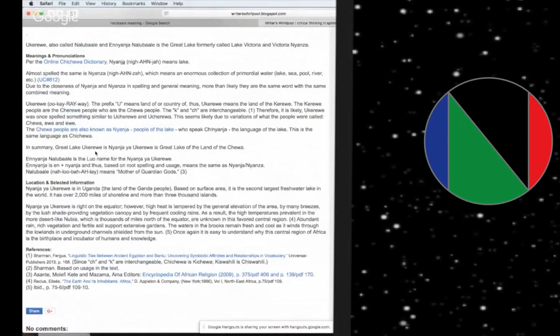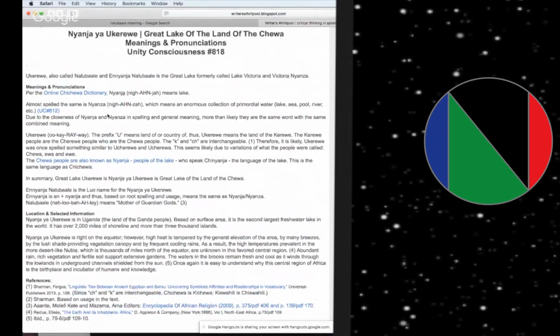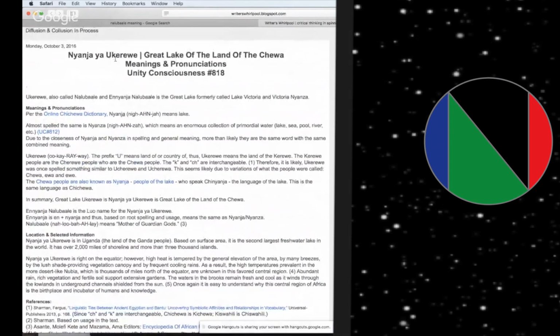So right here, in summary, Great Lake, it's called Ukerewe. That's what it looks like. Ukerewe is Nyanja ya Ukerewe, the Great Lake of the land of Chua. So Chua, I think, was the name of the people that lived there. I'll read the whole thing there. All right. So starting from the top, it's Nyanja ya Ukerewe, Great Lake of the land of Chua, meanings and pronunciations. Says Ukerewe, also called Nalubale, and Nyanja Nalubale, is the Great Lake formerly called Lake Victoria.